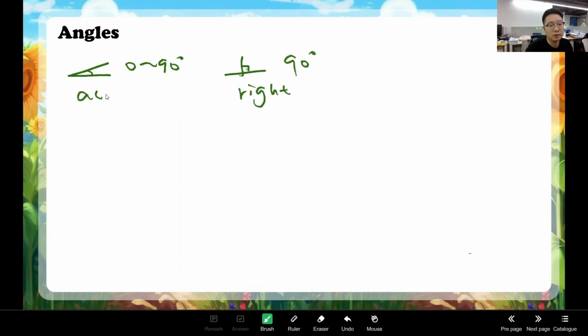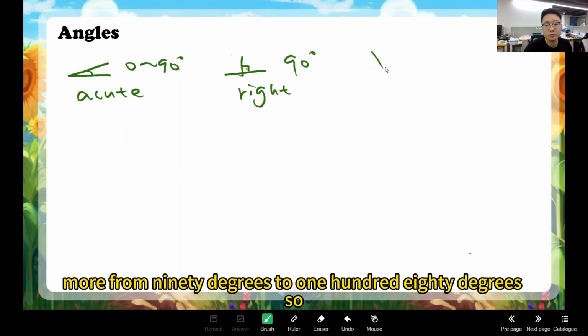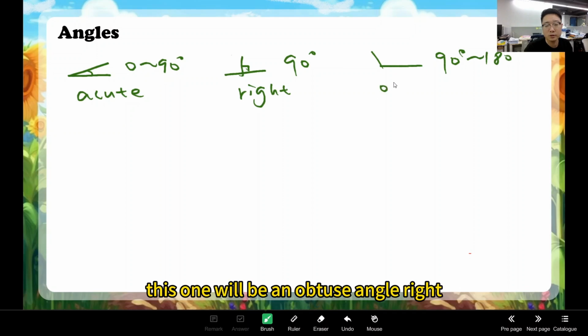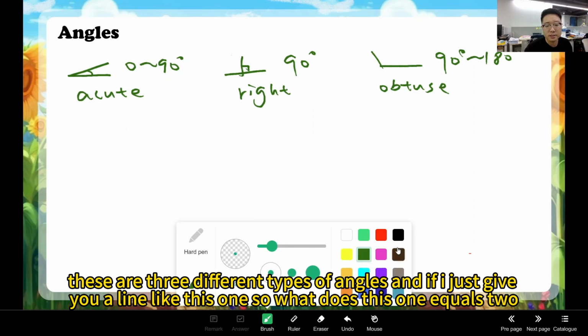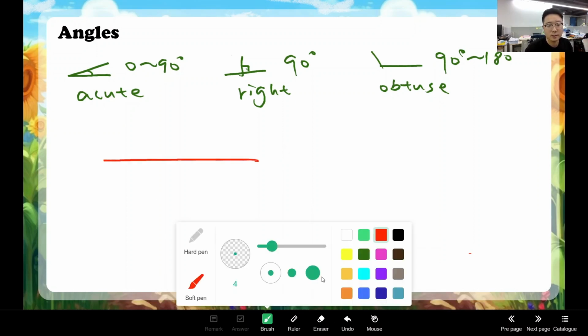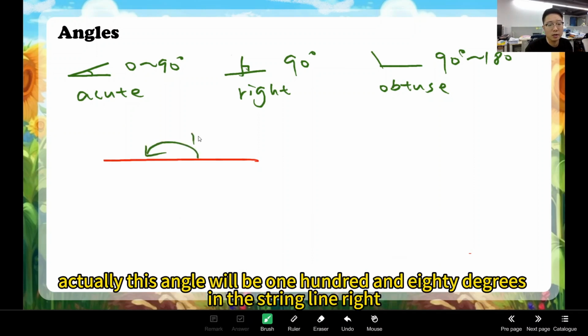This is an acute angle. And if the angle increases a little bit more from 90 degrees to 180 degrees, this one will be an obtuse angle, right? These are three different types of angles. And if I just give you a line like this one, what does this one equal to? Actually, this angle will be 180 degrees in the straight line, right?